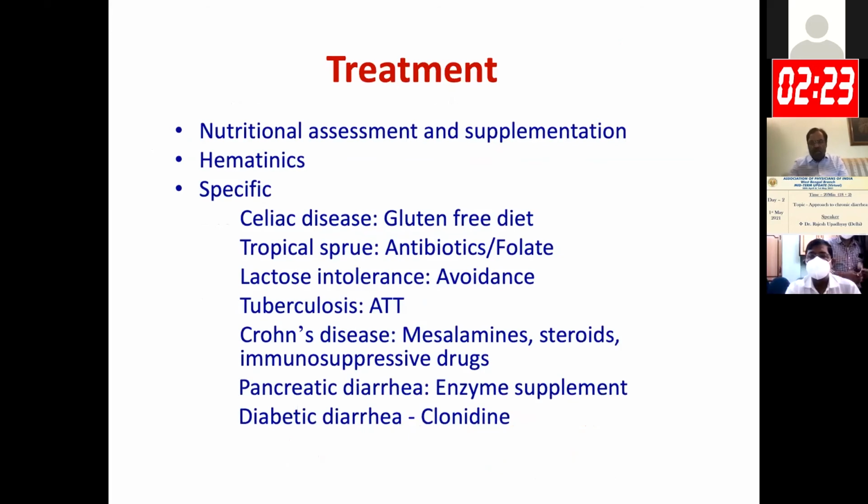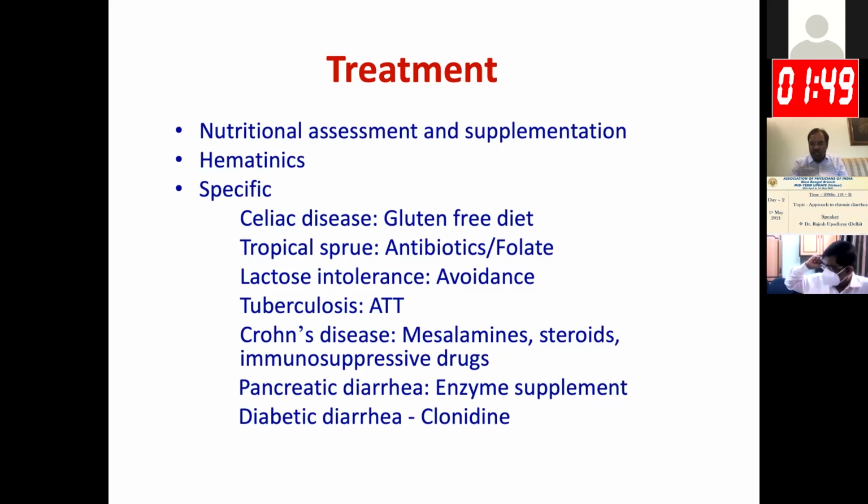And treatment of chronic diarrhea will clearly depend on the cause. Certainly, nutritional assessment and supplementation are important, hematinics, and then specific treatment for specific diseases, all shown here: gluten-free diet for celiac disease, antibiotics and folate for tropical sprue, for lactose intolerance you have to avoid milk, for tuberculosis, ATT, then Crohn's disease, for pancreatic diarrhea it's enzyme supplements, and for diabetic diarrhea, clonidine has become a very useful drug which has been used largely recently.